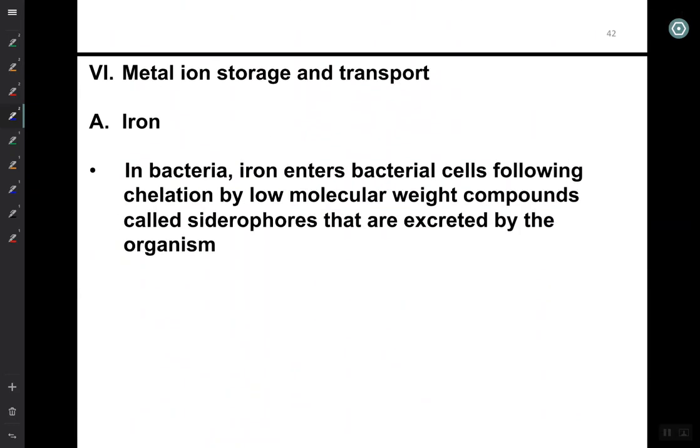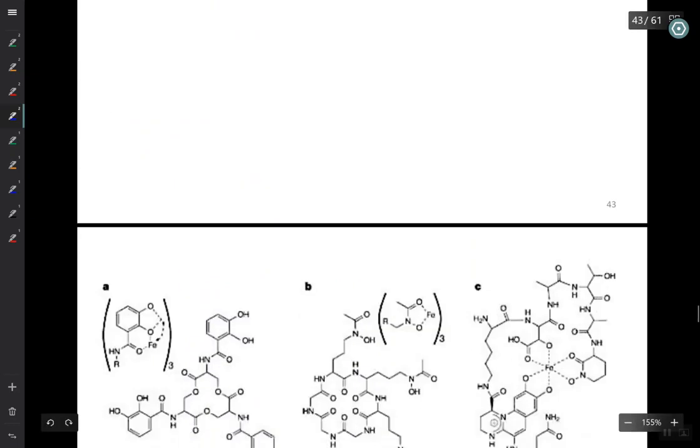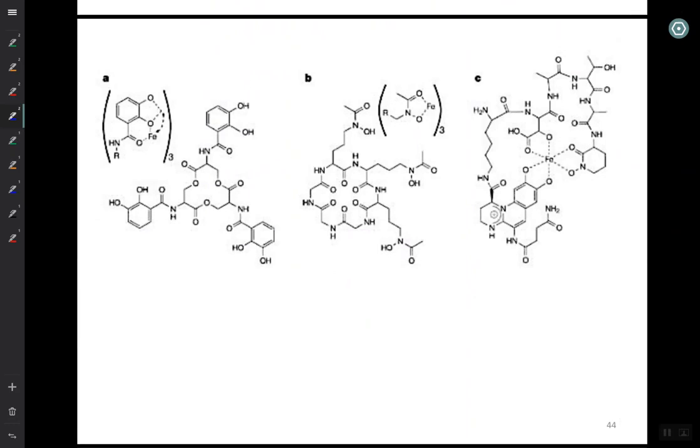Because metals are so essential to biological systems, the organism has to figure out ways to both store and transport the metals. This is a very active area of research as well. For example, iron enters bacterial cells following chelation by low molecular weight compounds called siderophores that are excreted by the organism. On the next page, we'll see some structures of the siderophores. Chemically, they're very interesting molecules. They usually contain some kind of macrocycle, and then they have these side arms.